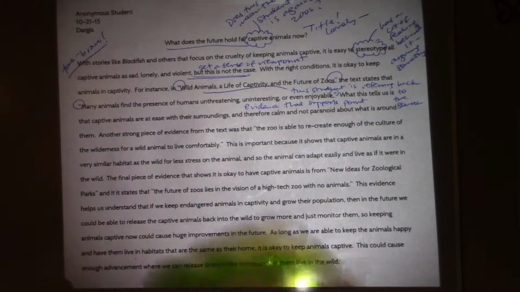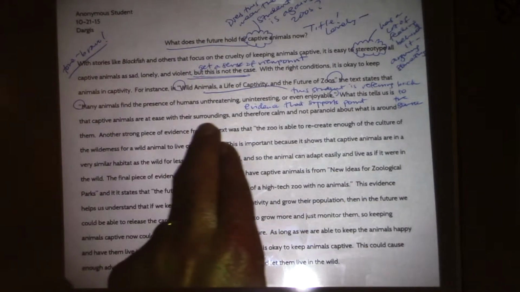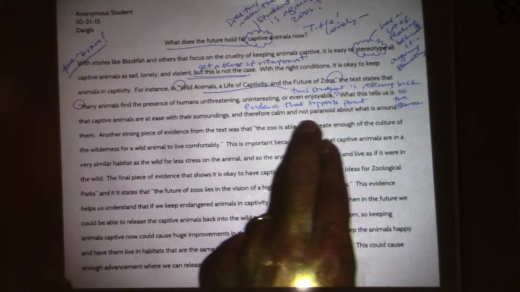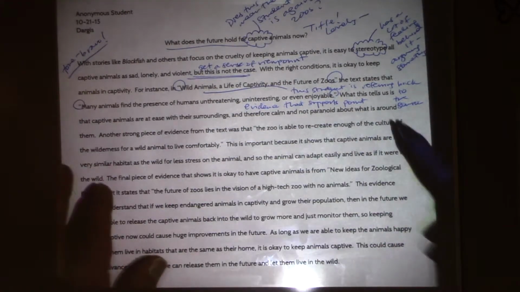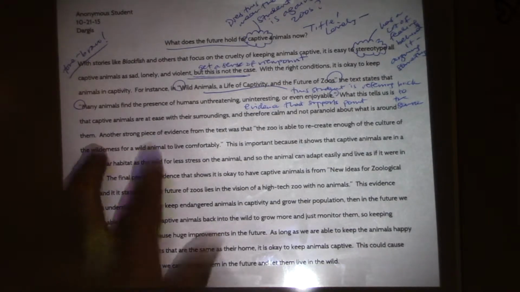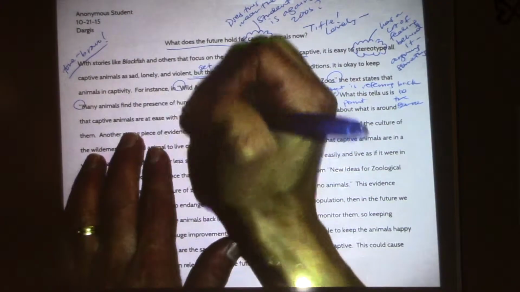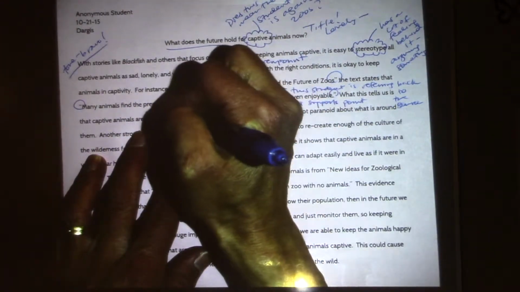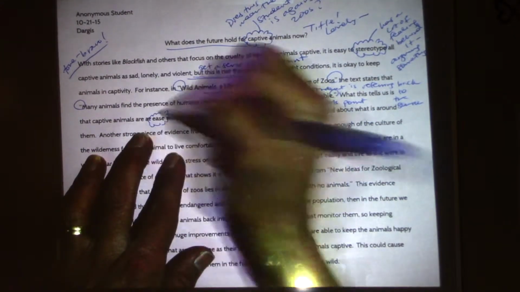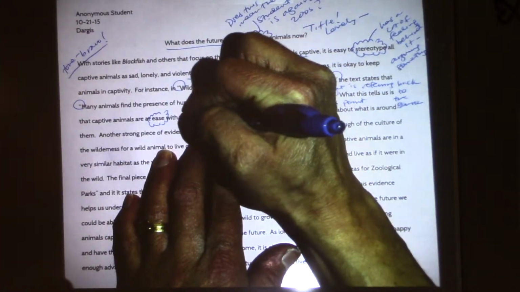What this tells us is that captive animals are at ease with their surroundings and therefore calm and not paranoid about what is around them. Now I gotta say, this student is doing an excellent job when it comes to word choice, because it seems like they're throwing in certain words that elevate the tone and make it sound like they really know what they're talking about. So I am going to put a little cloud around ease. This whole thing of surroundings.